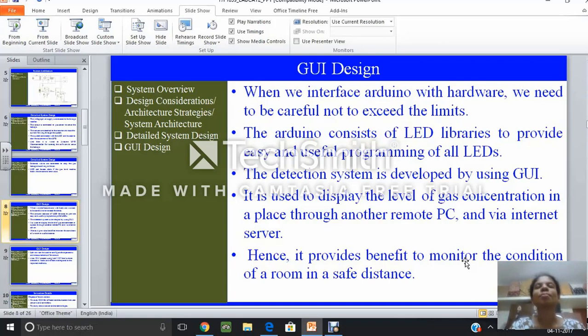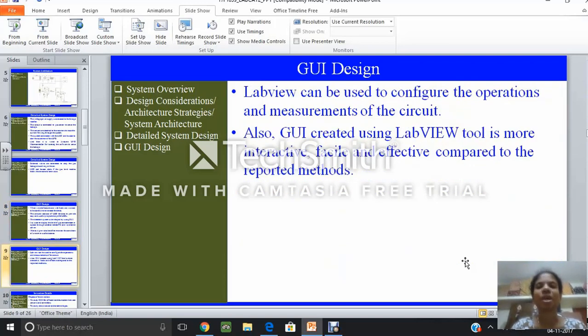The detection system is developed by using a GUI. It is used to display the level of gas concentration in a place through another remote personal computer and via an internet server. Hence, it provides the benefit of monitoring the condition of a room from a safe distance. We are using LabVIEW in this system. It can be used to configure the operations and measurements of the circuit. Also, a GUI created using the LabVIEW tool is more interactive, facile, and effective compared to the reported methods.